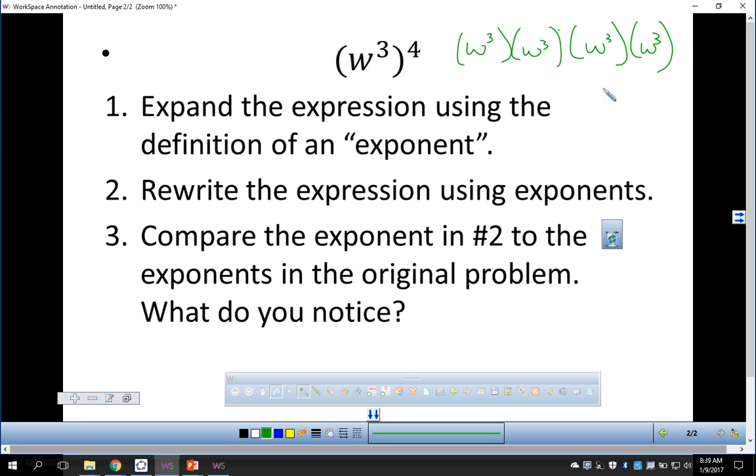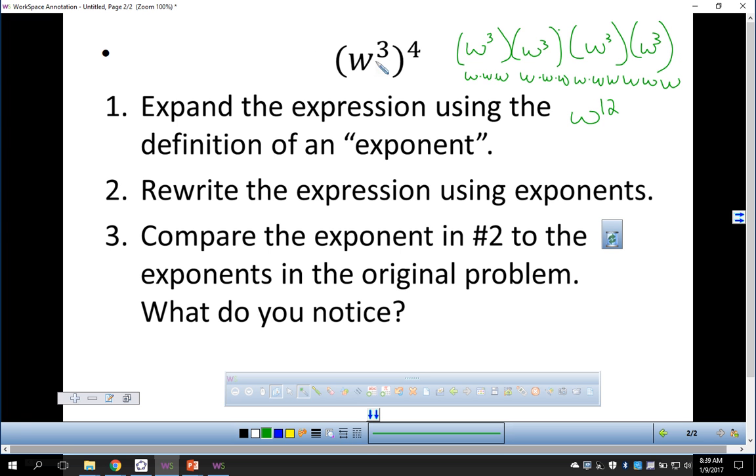So what would my answer be if I multiply w to the third, w to the third, w to the third, w to the third? W to the what? What do I do with these exponents? Not multiply them. Add them, right? Because this means I have 3 w's, and then I have 3 more w's. W times w times w times w times w times w times w times w times w. Okay? So altogether, how many w's would I have? 12. Okay? W to the 12.